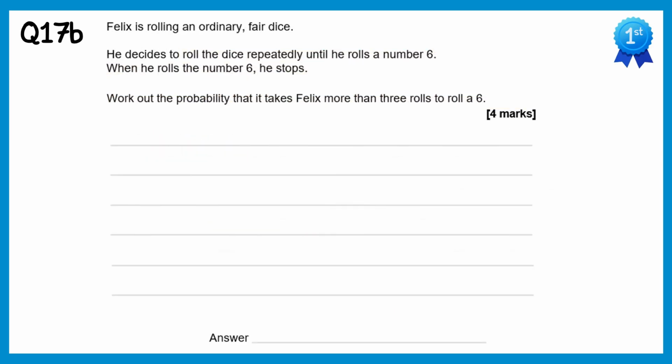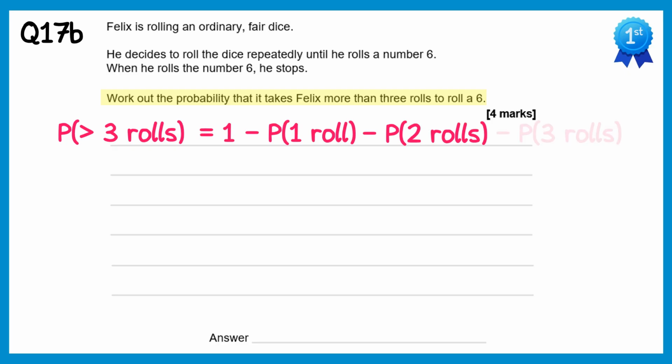For the second part of this question, we've still got Felix rolling his dice, and we need to work out the probability that it takes more than 3 rolls to roll a 6. To work out the probability of it taking more than 3 rolls, we're going to do 1 take away the probability of 1 roll, or 2 rolls, or 3 rolls. So we just need to work out the probability it takes 1 roll, 2 rolls, or 3 rolls, and subtract all of that from 1.